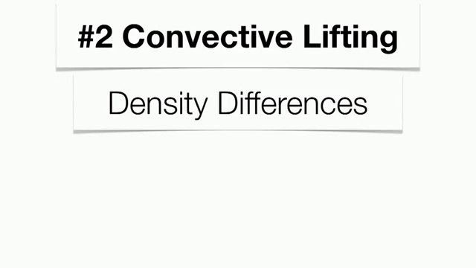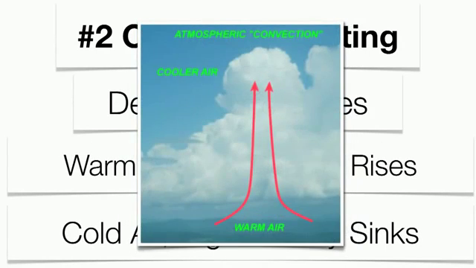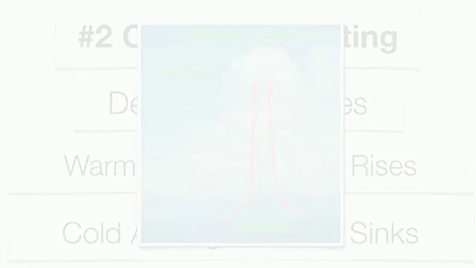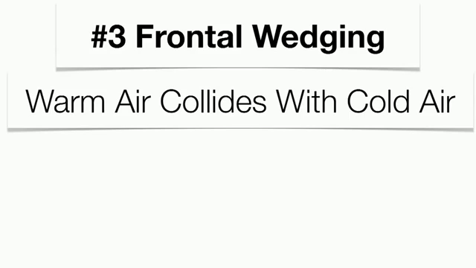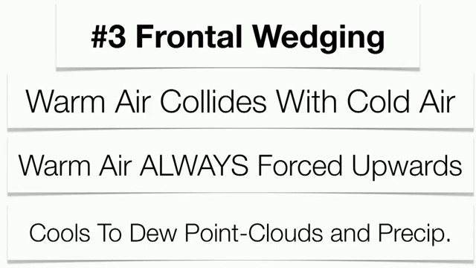The second way is through convective lifting. And by now, you should have an idea about what convection is. It's all about density differences. Warm air rises and cold air sinks. And this constant circulation is what we call convection. If you're not sure, please check out my other podcasts in this series because we do get into a little bit more detail about what convection is all about. The third way is what we call frontal wedging. This is when a warm air mass and a cold air mass are going to collide with each other. Anytime there's a struggle between them, warm air always loses and gets forced upward. And again, it's going to cool to the dew point, and clouds and precipitation form at the point where frontal wedging actually occurs.